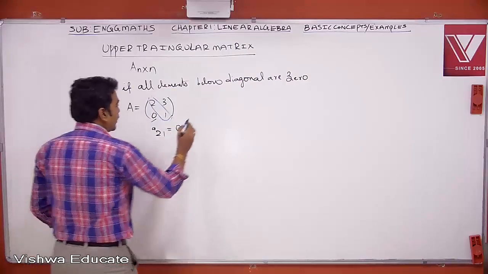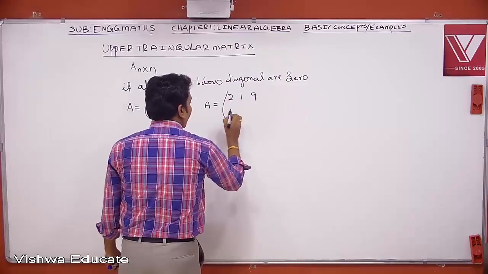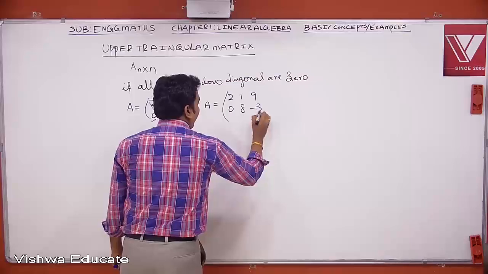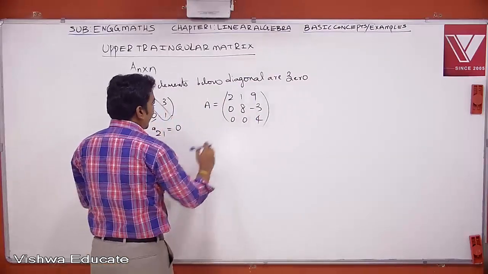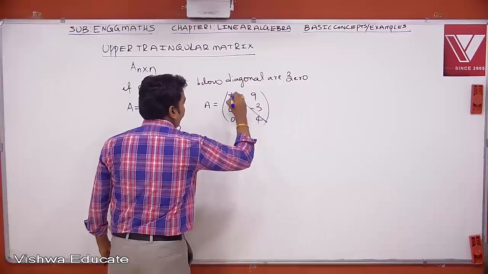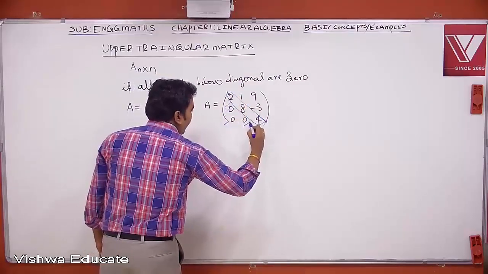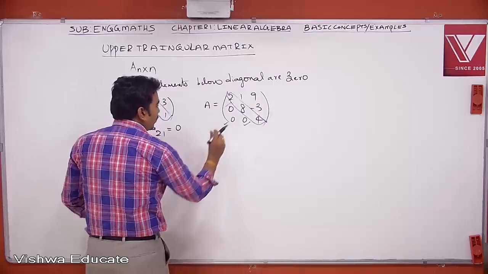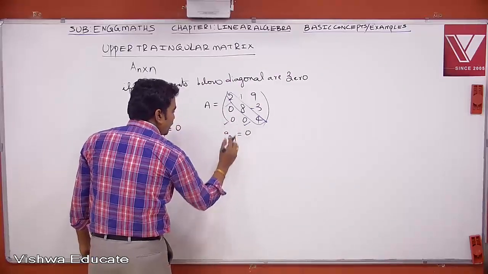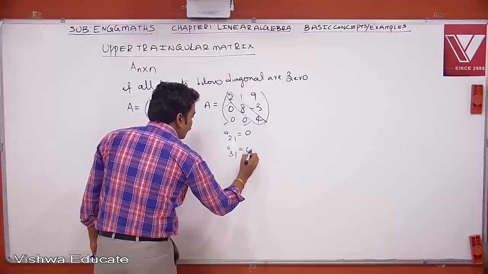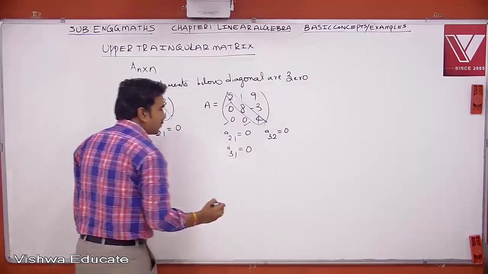Suppose we take a 3 by 3 example, A equal to 2, 1, 9, 0, 8, minus 3, 0, 0, 4. Now here my diagonal elements are 2, 8, 4. Now all elements below the principal diagonal are 0. Now this is A21, so A21 equal to 0. This is A31, A31 equal to 0. And this is A32, so A32 equal to 0.